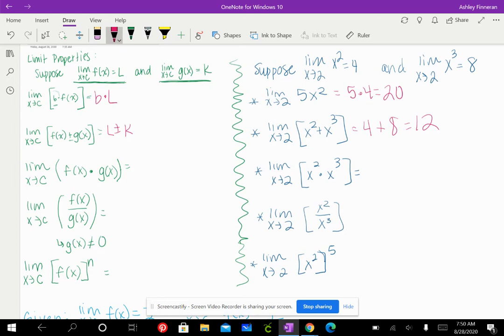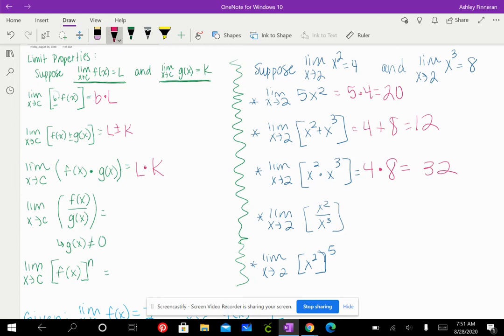If we are multiplying two functions inside of a limit and taking the limit of the product, then the limit as x approaches c will end up being the product of the limits. So L times k. So for instance, if I want the limit as x approaches 2 of x squared times x cubed, that's going to end up giving me the limit of x squared times the limit of x cubed, 4 times 8, which is 32.